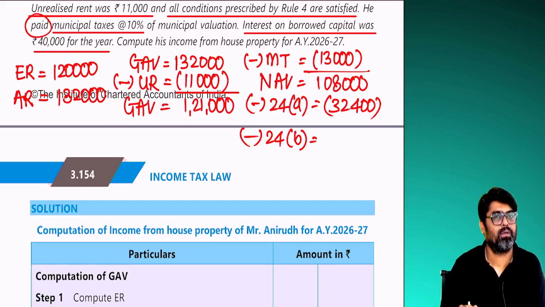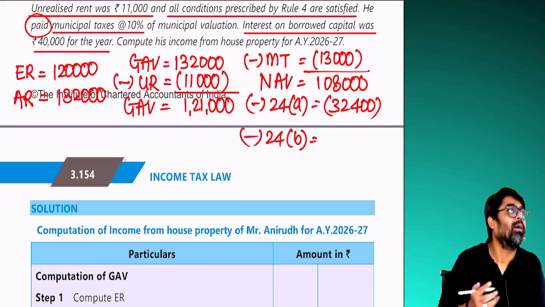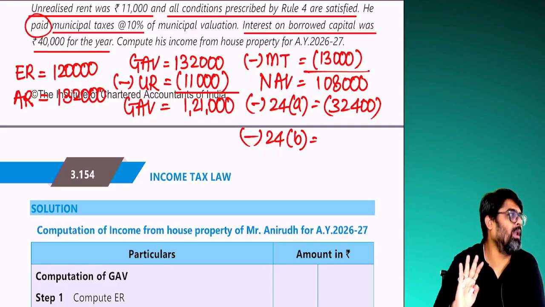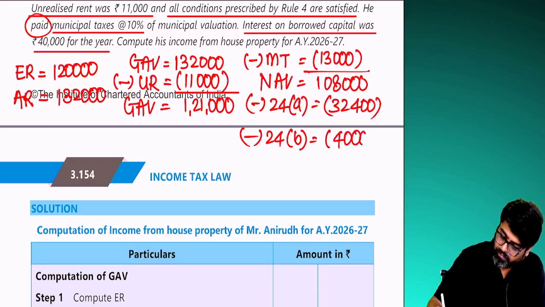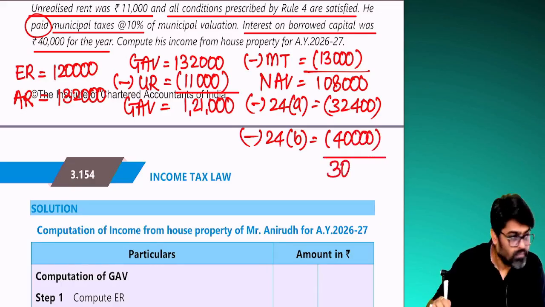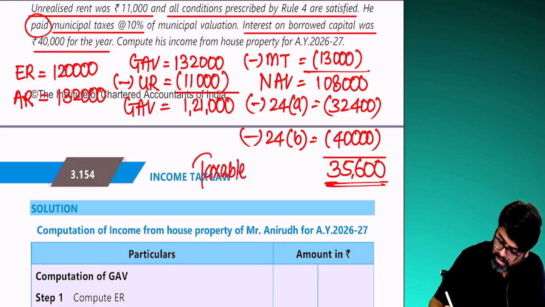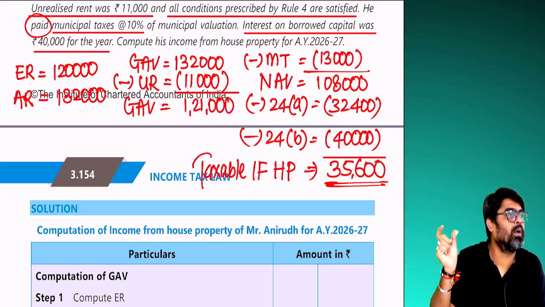How much interest? Now tell me, is this 40,000 interest related to your let-out property? It will be allowed fully without any monetary limit. So will you claim the entire 40,000? Reduce it. 35,600 will become your taxable income from the house property. Yes or no? This let out property is giving you a final taxable income of 35,600.